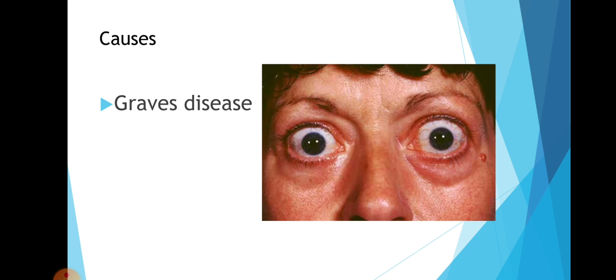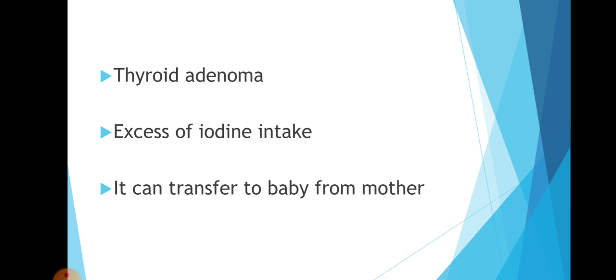Now another cause will be thyroid adenoma. That means it is like thyroid cancer. So here, due to this thyroid adenoma, the cells of the thyroid gland grow abnormally. As a result, abnormal growth of the thyroid gland will be seen, and due to this thyroid adenoma, there is increased secretion of thyroid hormone.